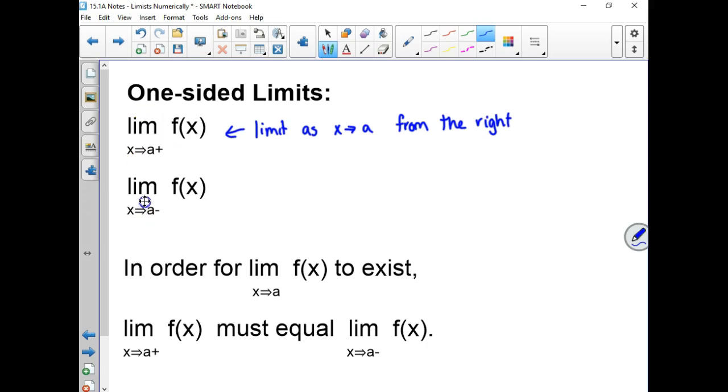And then you might also see a limit of f of x as x approaches some number a, and you have a minus sign behind it. It's not in front of it, just telling us it's negative a. It's behind the number. And that is our limit as x approaches a from the left.